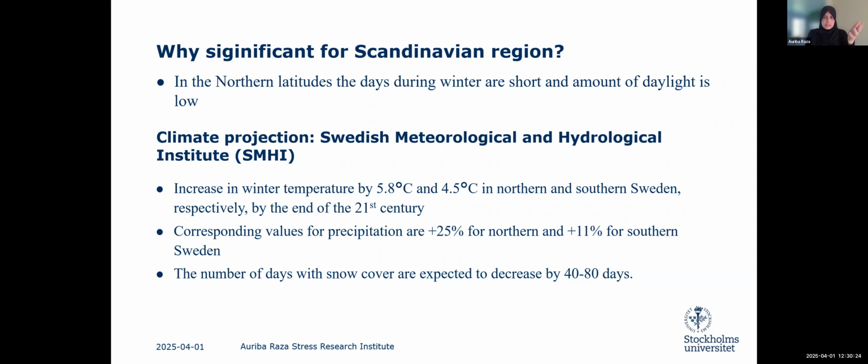And rainfall is also expected to increase significantly, and consequently, the number of snow days is expected to reduce by 40 to 80 days. And see, this is a whole season. In Stockholm, for example, the whole snow season is going to disappear. So while the changes in climate and winter patterns have been observed and predicted for this region, the effects of reduced daylight during winter months on mental health have not been studied.